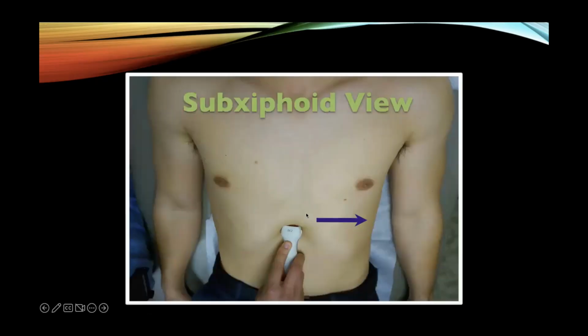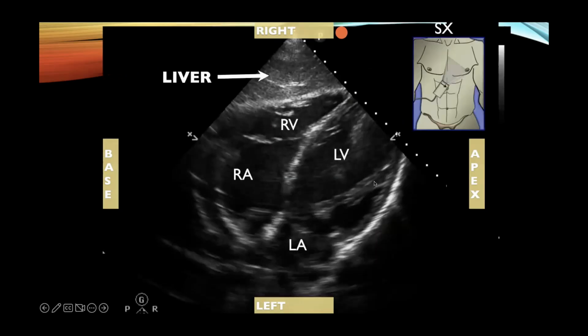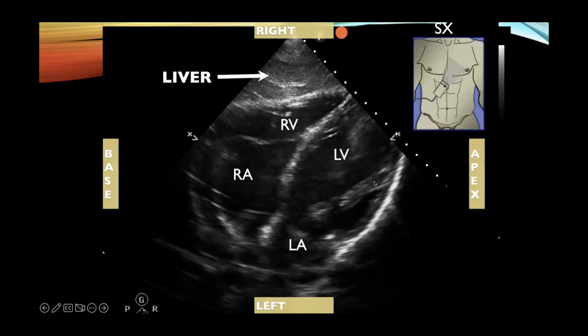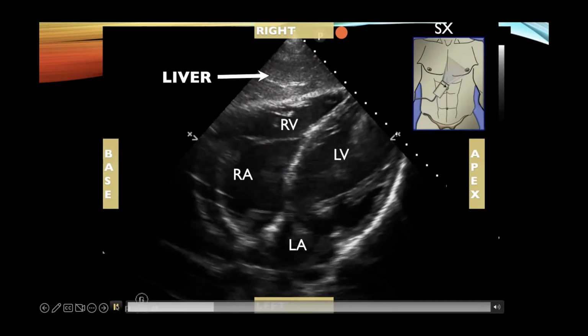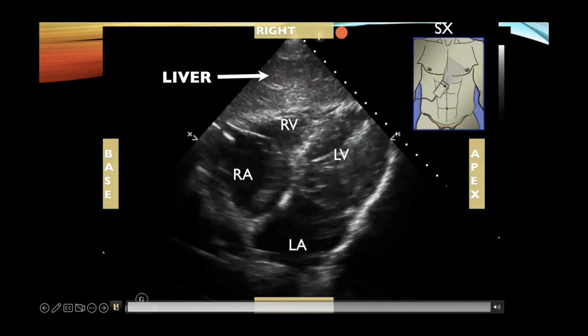So next, subxiphoid. For this, we're going to use the liver as our window in order to get a great view of the RV closest to the liver, and then the LV will be just below that. This is the image that we use for our FAST exams to see if there's any fluid around the heart. You've probably done this on your scanning shifts. This is just a quick picture of that and what we would expect to see. Does anyone see anything grossly abnormal in this image? I'll play it one more time.